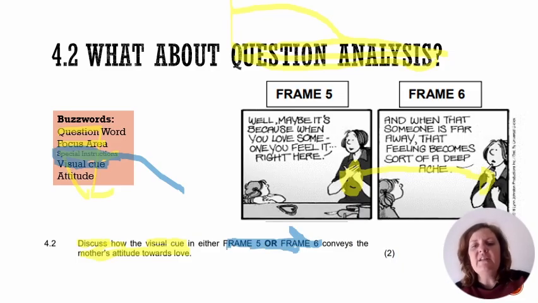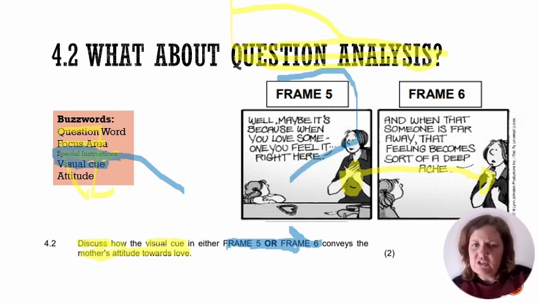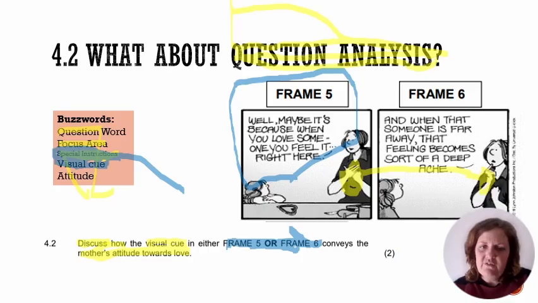Okay? So now, many of you at this point start discussing the whole cartoon and everything about the cartoon, and now the marker has to scratch for marks and they're not going to do it. Go to frame 5 or 6, whichever one you understood faster. I understood frame 5 faster, so I'm going to go to frame 5. I'm going to discuss a visual cue, and I'm going to discuss the mother's attitude towards love, and Bob's your uncle, I've got both my marks.